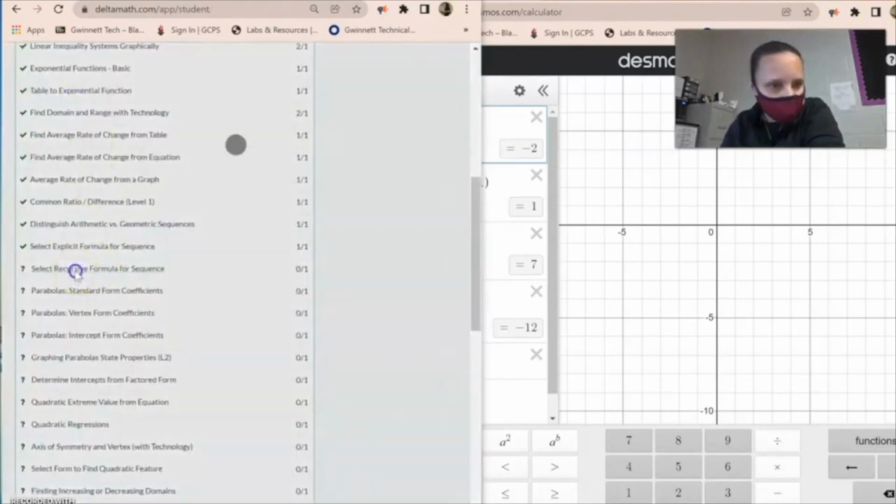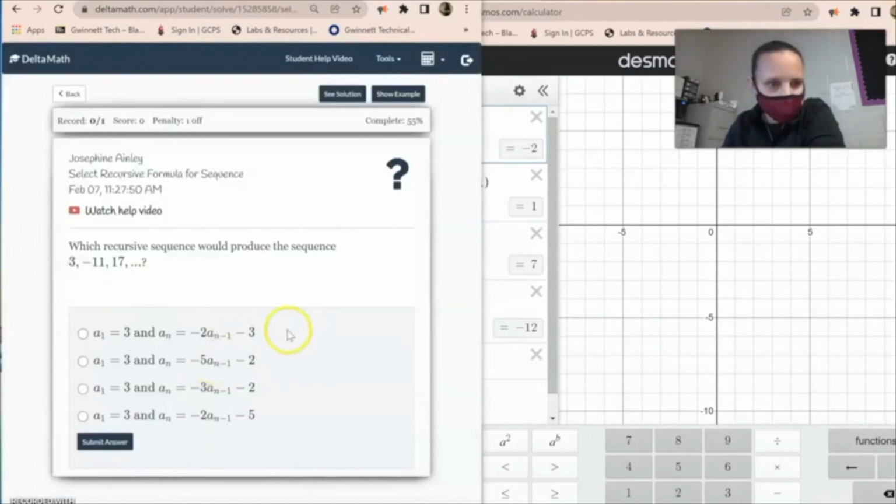All right. Select recursive formula. So again, we're working backwards. What this one is asking is, which recursive formula would produce this sequence? They tell you the first term is 3, and then they're asking you in general what happens.